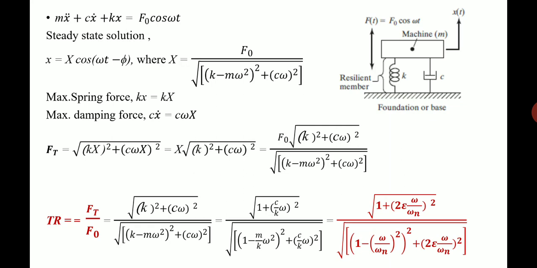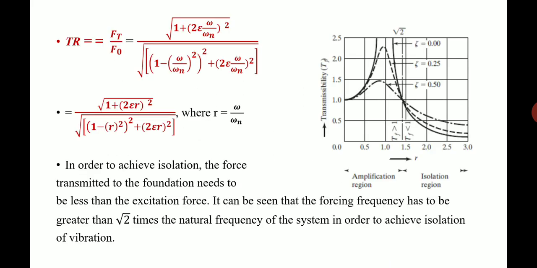This rearrangement we have already seen in the case of magnification factor. The same equation we are using here also. So that is the transmissibility ratio. Transmissibility ratio is actually the amount of force which is transmitted to the ground compared to the force which is actually coming to the ground. So this can also be represented graphically.